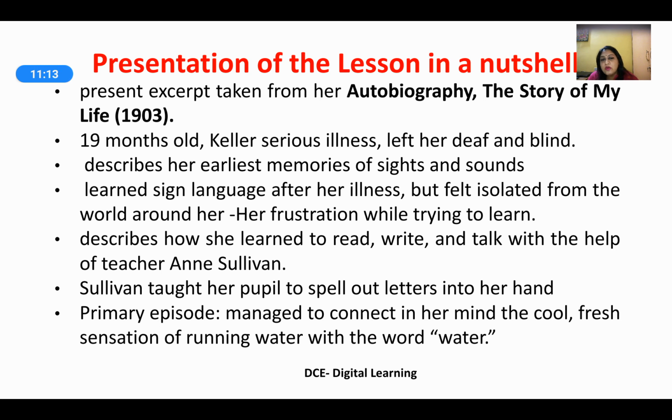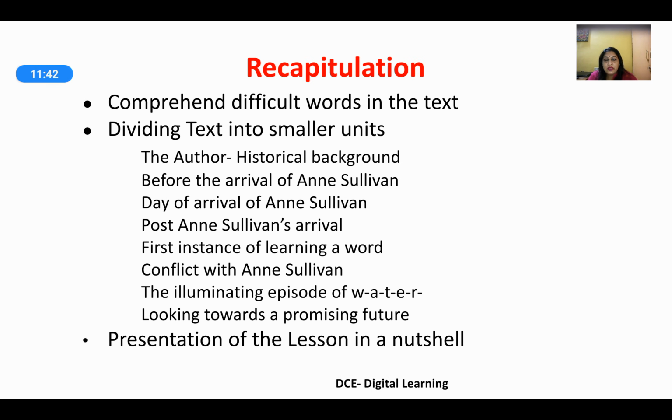She describes how she learned to read, write, and talk with the help of her teacher, Anne Sullivan. Anne Sullivan taught her pupil to spell out letters into her hand, and the primary episode was when she managed to connect in her mind the cool, fresh sensation of running water with the word water. This was the main incident because from then on, Helen Keller realized that everything has a name.